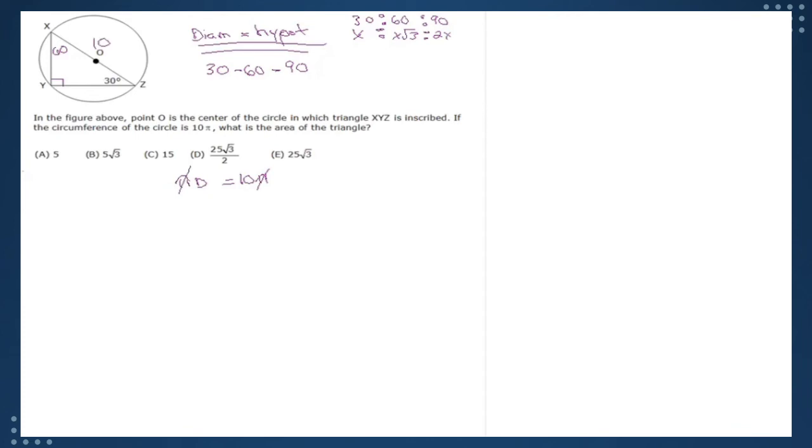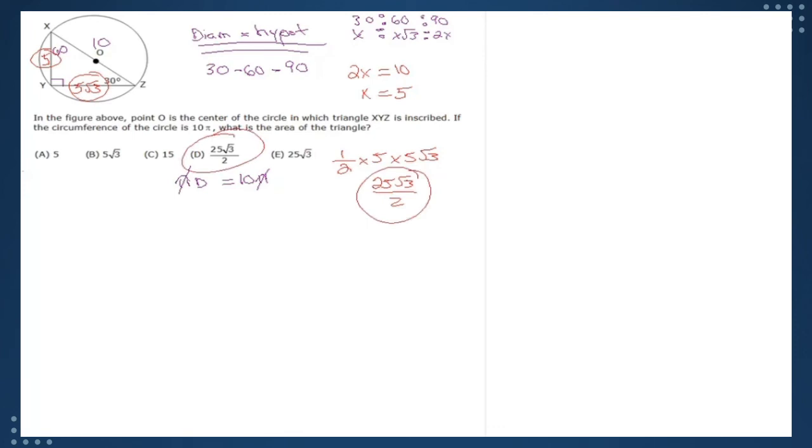So effectively, if 2x is equal to 10, it's opposite the 90-degree angle, x, of course, is equal to 5. So that's the side opposite to 30. And then simply, side opposite to 60 has to be 5 root 3. So area is 1/2 base times height. 1/2 times 5 root 3 is 25 root 3 over 2.